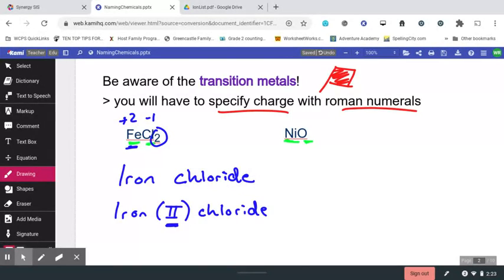Likewise, for the second one, and here's a little tricky one, nickel. Nickel is a transition metal, so you're going to write nickel, and oxygen becomes oxide, right? But nickel does have more than one charge. Now I said look at the elements attached to it. Right now it says that it's really a 1.